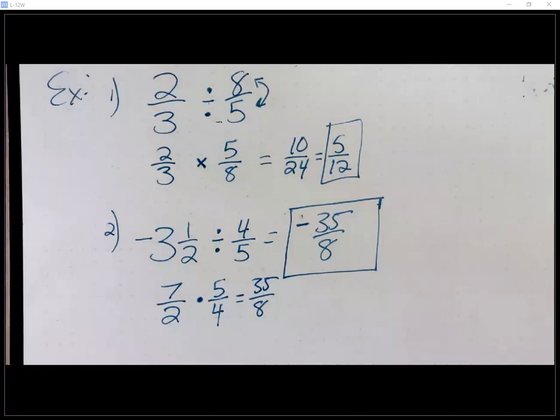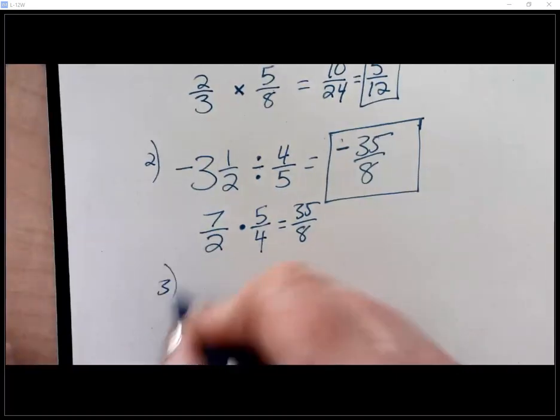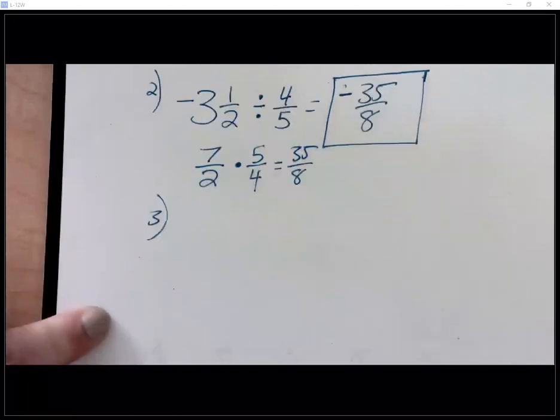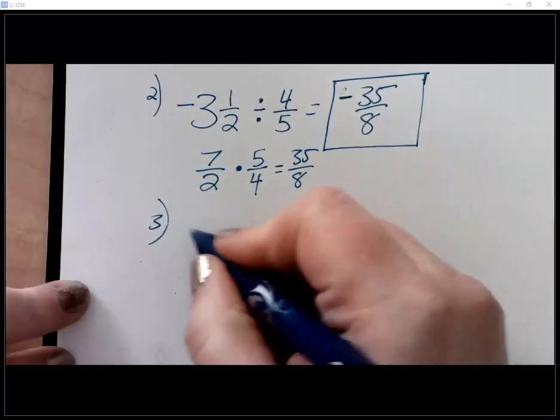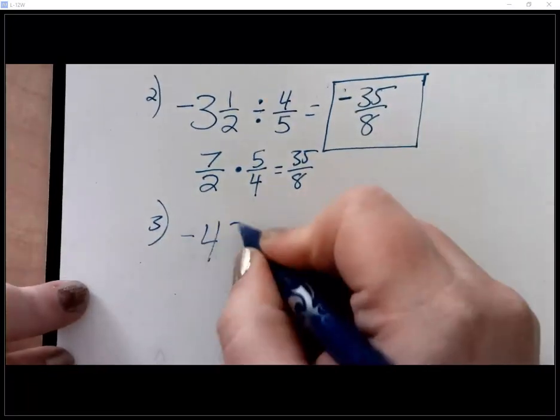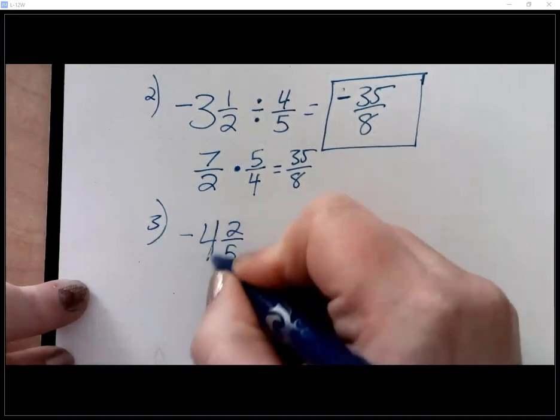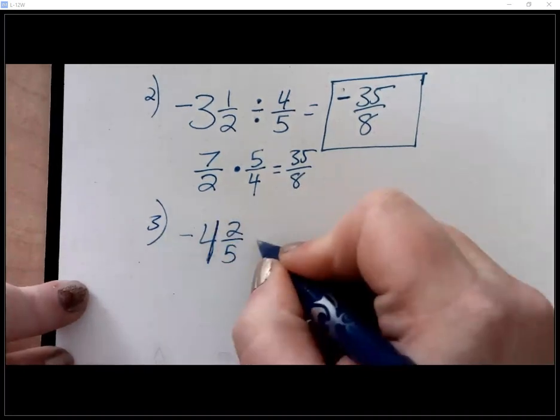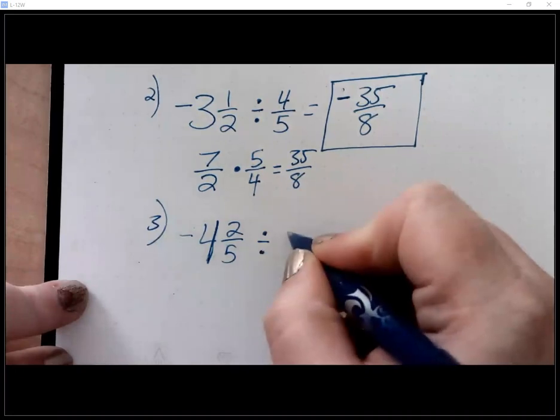Okay, Mrs. Sabia, does it get harder than this? Not really. I mean, I can try and trick you with something like this. What if you had -4 2/5 and I wanted to divide that by, let's say, -3?